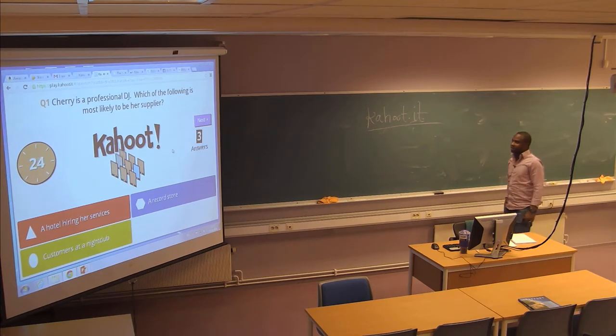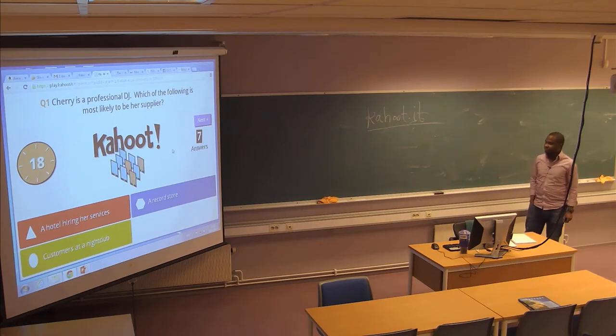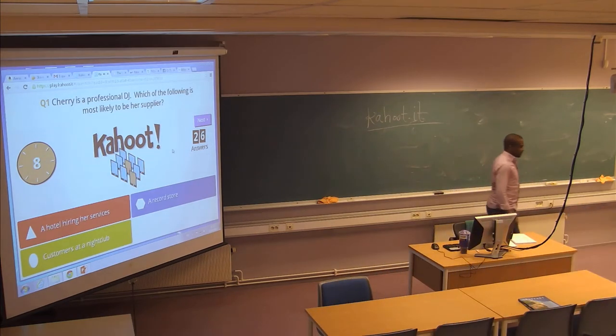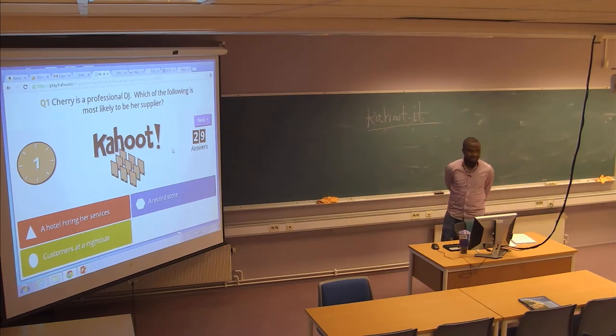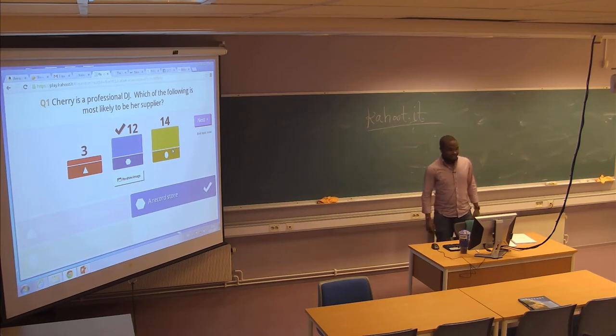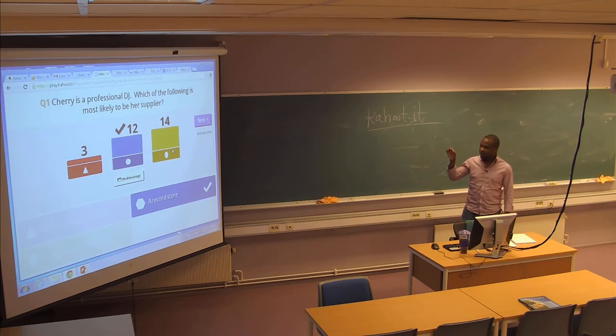Cherry is a professional DJ. Which of the following is most likely to be her supplier? The faster you are, the more points you earn. You have 30 seconds to finish that. If she's a professional DJ, one of the possible organizations or individuals that will act as a supplier for her would be a record store.